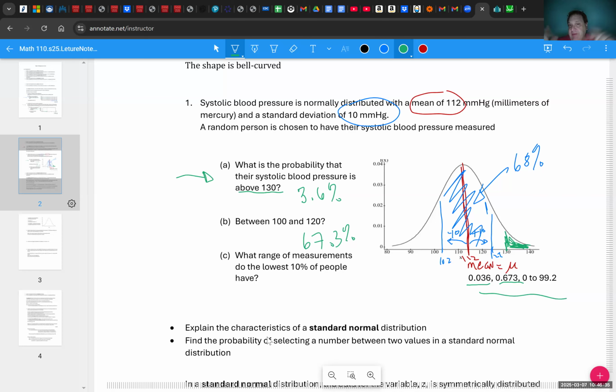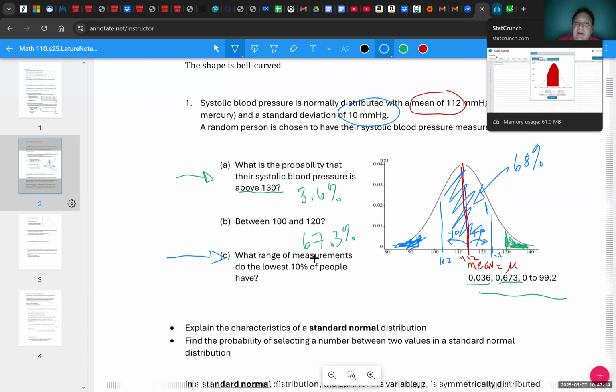Let's try a question backwards. So my last question over here on this example is, what range of measurements do the lowest 10% of the people have? So I want to find measurements where people's blood pressures are in the lowest 10% of all people. So somewhere down here would be like the lowest blood pressure measurements, and we want the amount to be 10%. We're given the percentage, but we don't know the breakoff point. We don't know the range of numbers, right? We know it's going from like 0 to something, but we don't know what the something is.